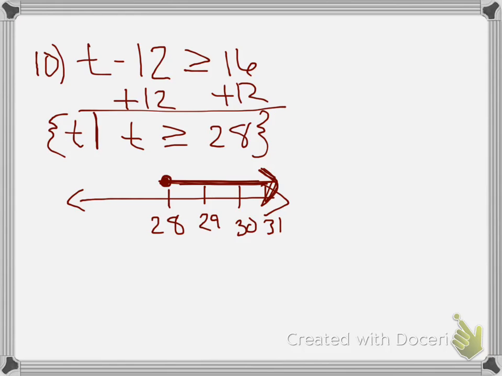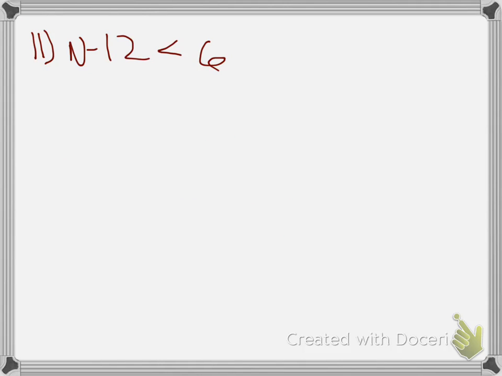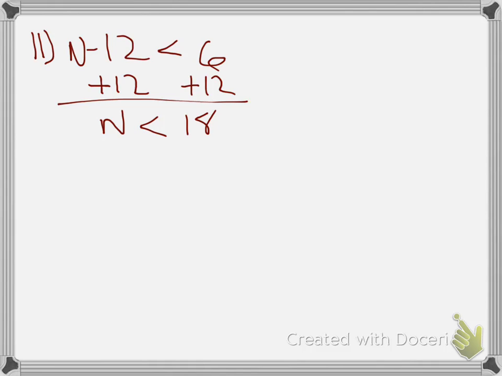Okay, so let's look at the next problem. The next problem, n minus 12 is less than 6. I add 12 to both sides. I get n less than 18. So that's all I had to do there. And then from there, again, I can put the set notation.